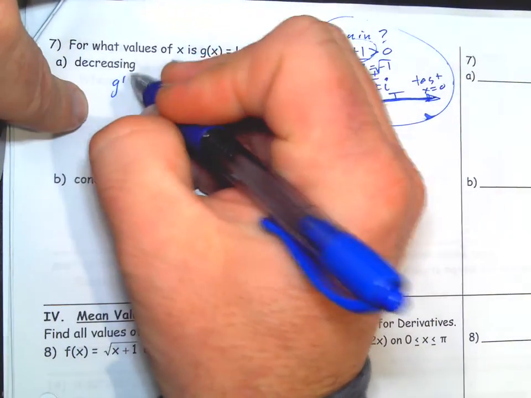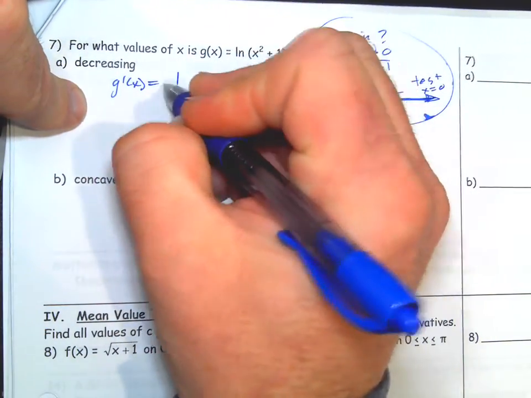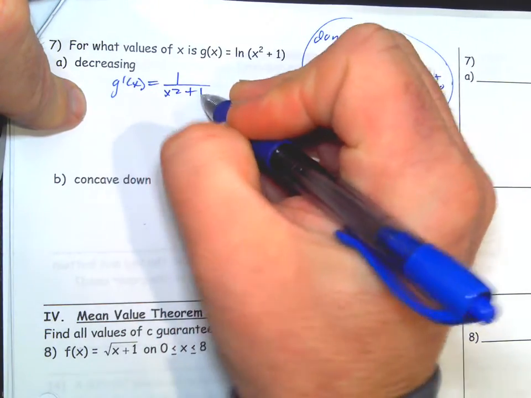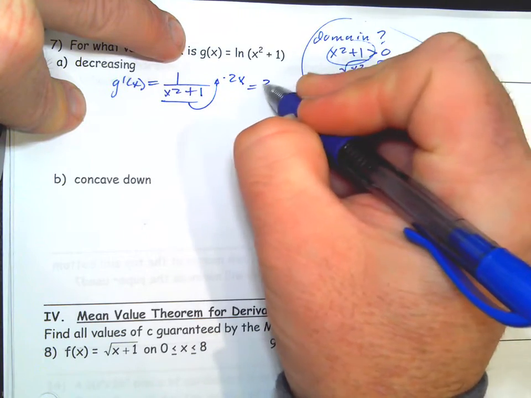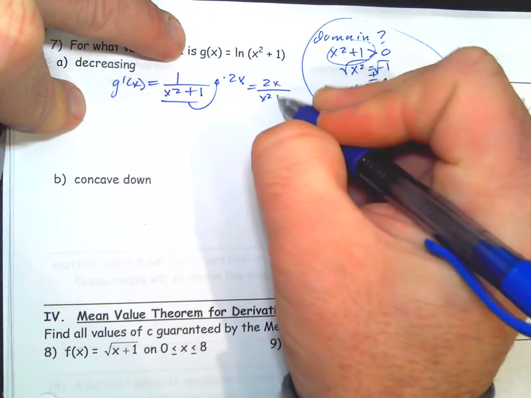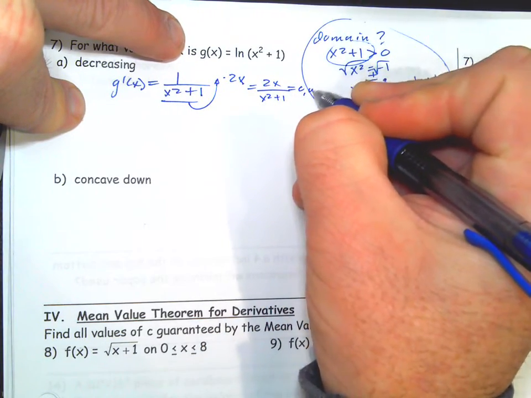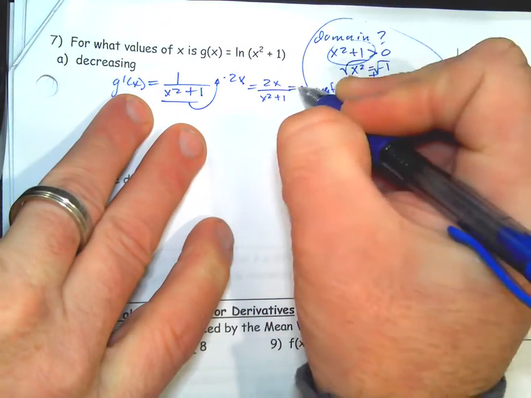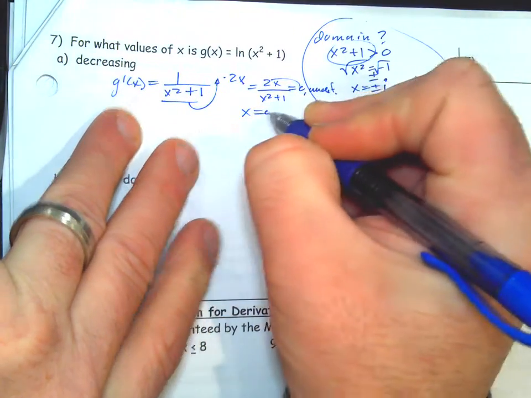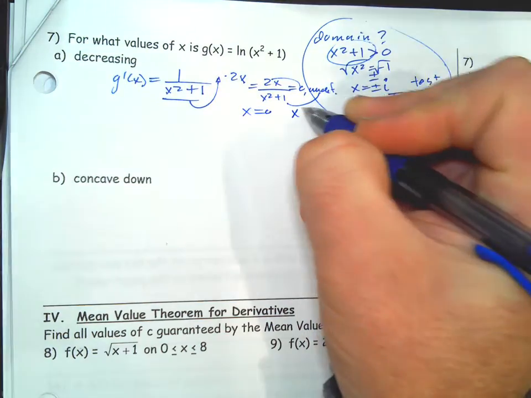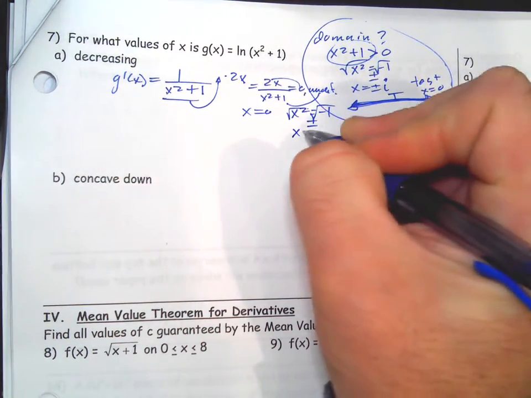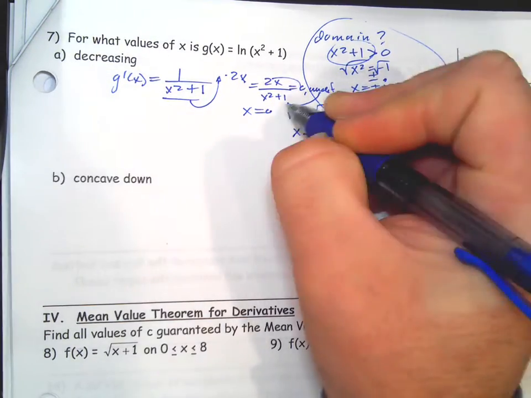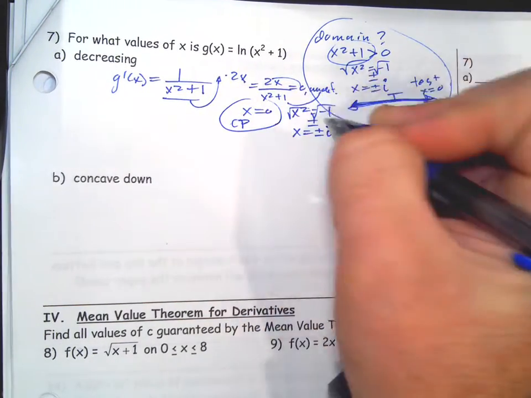So we're going to do g prime of x equals 1 over what's inside times the derivative of what's inside, chain rule. So we get 2x over x squared plus 1 equals 0 or undefined. 0 comes here, so x equals 0. The undefined comes from here. You should solve it. I want to see that you try to solve it. Plus or minus, x equals plus or minus i, which are not going to be critical points for us, but I want to see it.